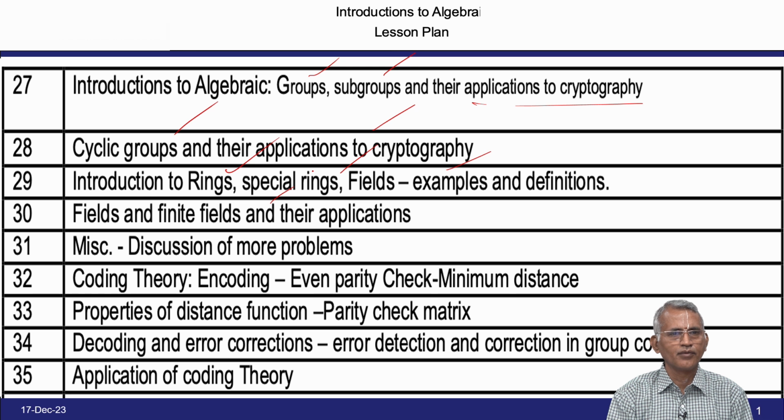Simultaneously we discuss some problems on the above topics, followed by coding theory. That is, we have to understand what is encoding, even parity check, minimum distance, property of distance function, parity check matrix, then decoding and error correction, error detection and correction, group codes, followed by application of coding theory. So, these are all the topics we are going to discuss in this lesson.